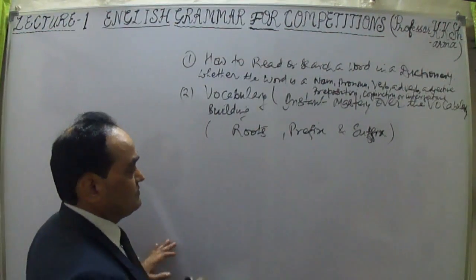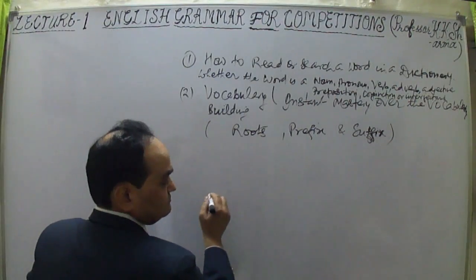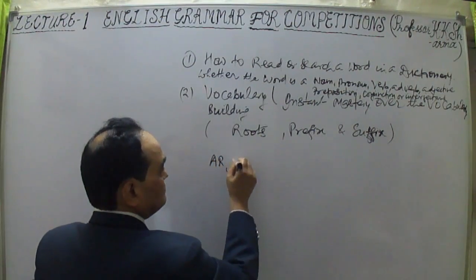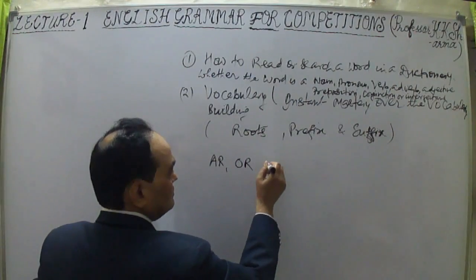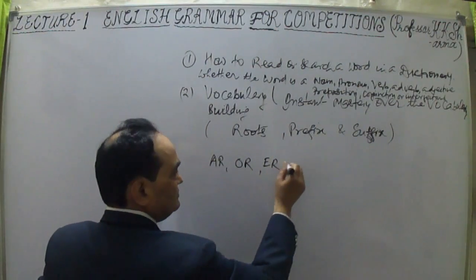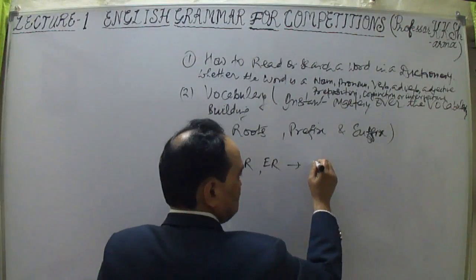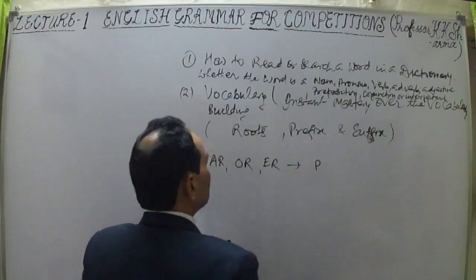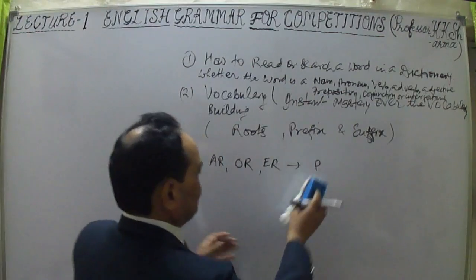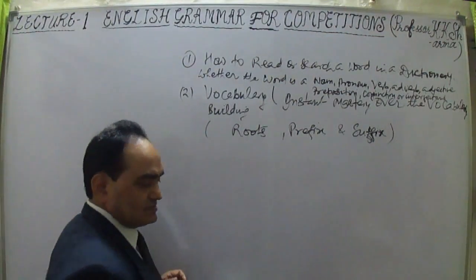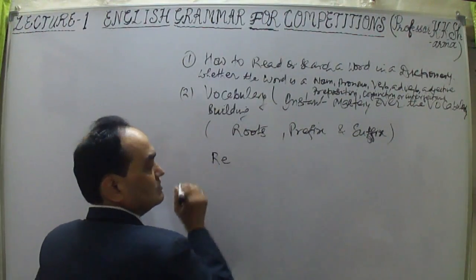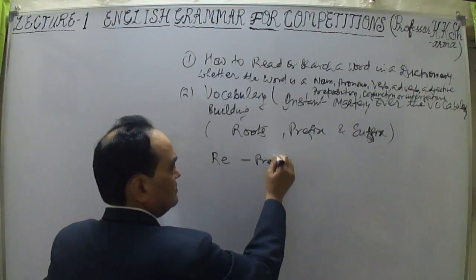For example, let me take a prefix or a root. Let me take a prefix first. AR, OR, and ER, sorry, these are suffixes here, not prefixes. Let me take the prefix first. Let me take the word re. Re is a prefix.